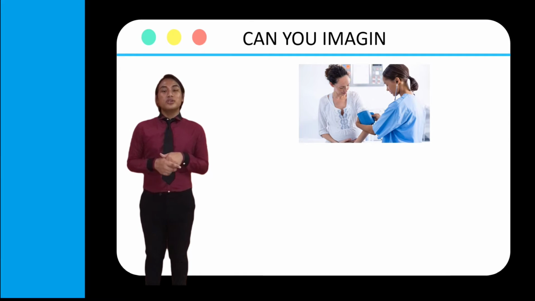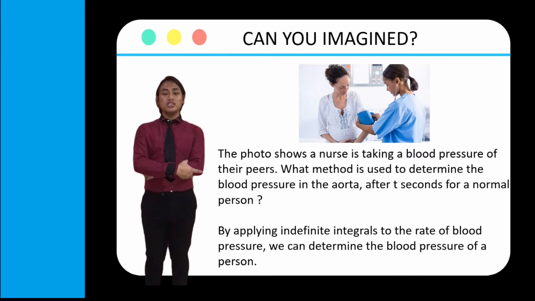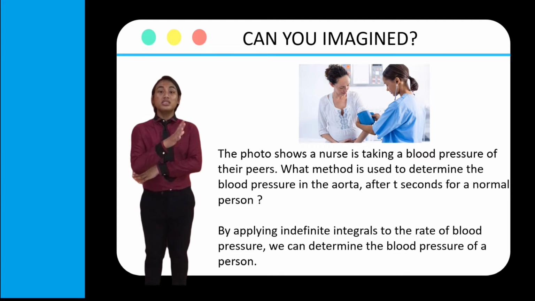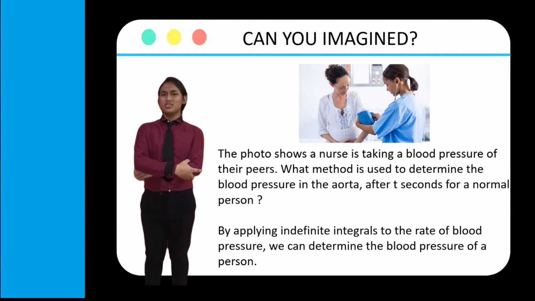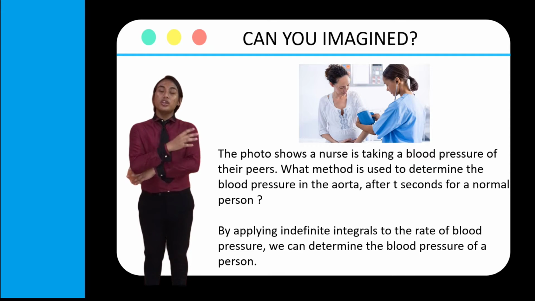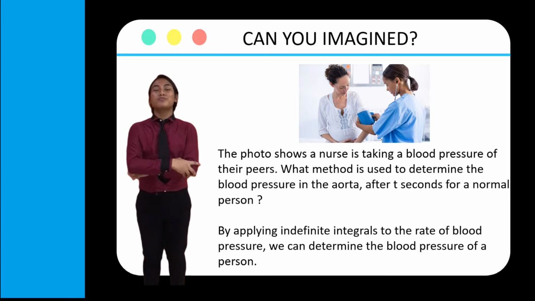The photo shows a nurse taking the blood pressure of a peer. What method is used to determine the blood pressure in the aorta after 3 seconds for a normal person? By applying an indefinite integral to the rate of blood pressure, we can determine the blood pressure of the person.